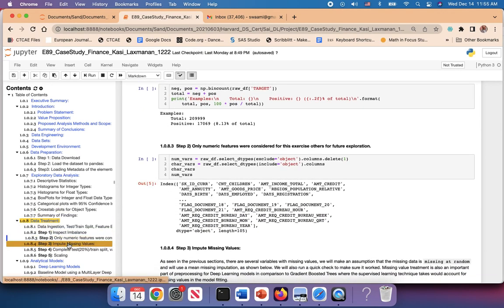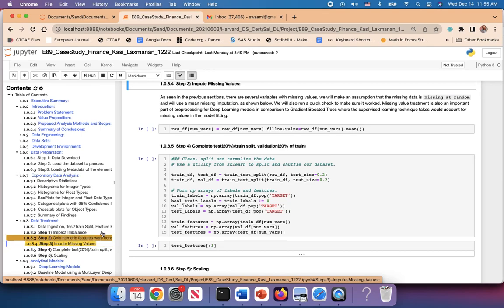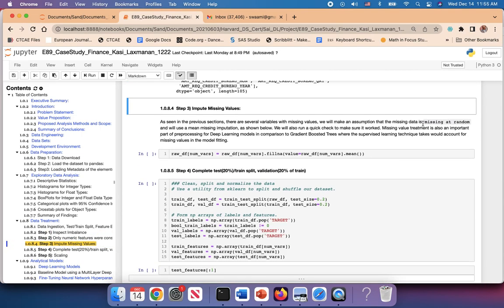We will also next look at the imputation of missing values. We assume that the missing data is missing at random, and we will use mean imputation. It's also important to note that missing value treatment is very important for deep learning models in comparison to gradient boosted trees, where the technique itself will account for the missing values in the model fitting.